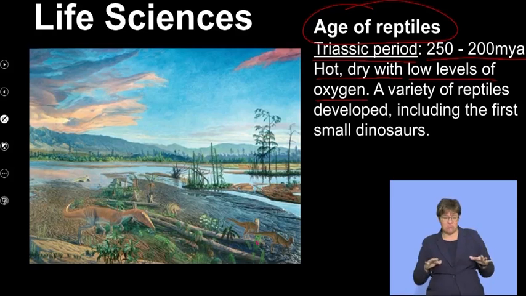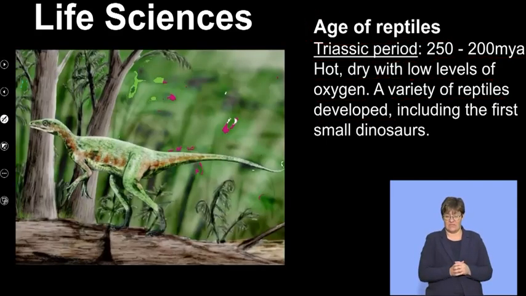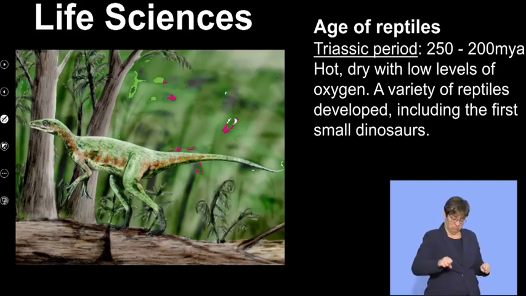Animals which could thrive in this dry environment: reptiles. So a variety of reptiles developed, including the first small dinosaur. Okay, and here he is, the size of a dog. But his relatives were soon to take over the earth.